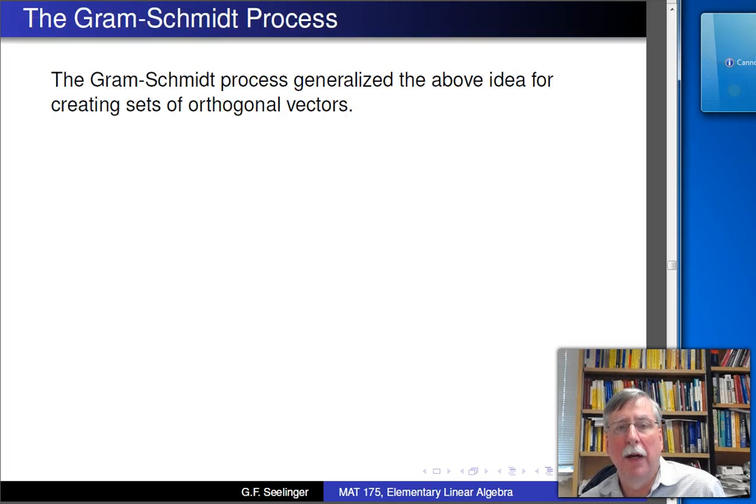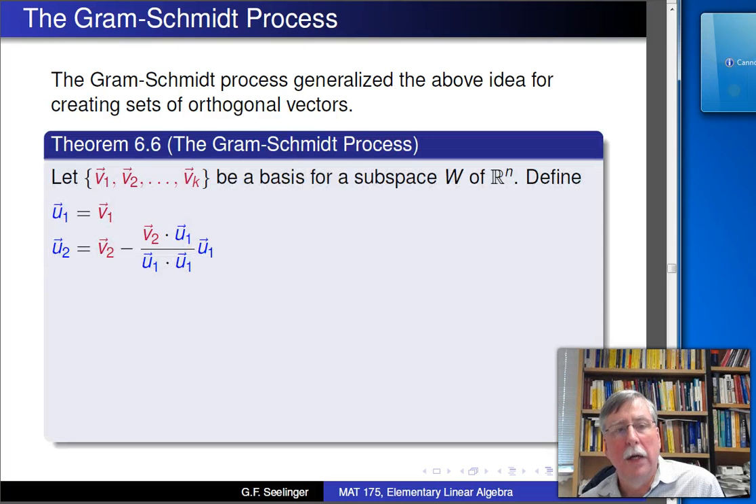So the Gram-Schmidt process generalizes the above idea to create sets of orthogonal vectors. As I said, theorem 8 depends on the ability to create orthonormal bases, so this is how we do it in general. It generalizes the idea of that triangle we had shown where we project V onto U and then want to get that red line. Here's the Gram-Schmidt process, theorem 6.6. Let V1 through Vk be a basis for a subspace W, and we want to transform it into an orthonormal basis. First, we translate it into an orthogonal basis.